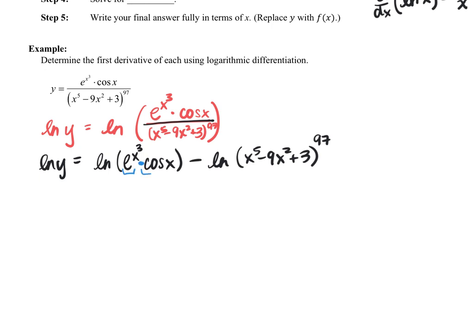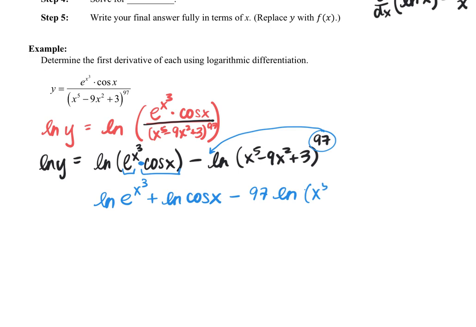So now we notice that we have a logarithm with a product. So we can go ahead and expand that logarithm, and that's going to become addition. So the natural log of e raised to the x cubed power plus the natural log of cosine of x. Then my last logarithm here is raised to the power of 97, and we know that the power rule allows that 97 to come in front and become multiplication. So that would be 97 times the natural log of x to the 5th minus 9x squared plus 3. So right now I have the natural log of y is equal to all of this on the right-hand side.